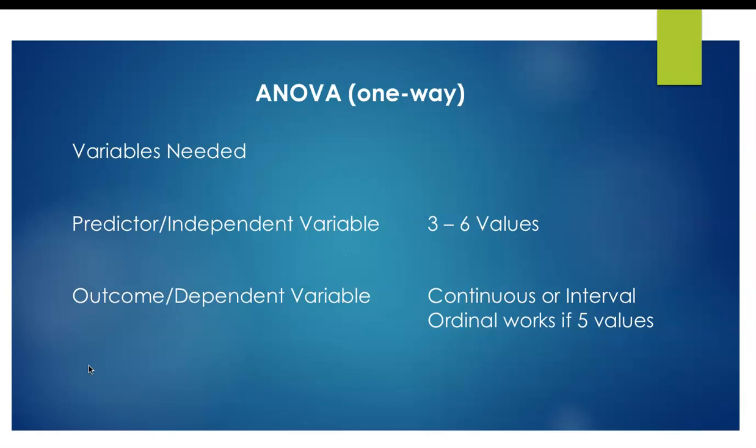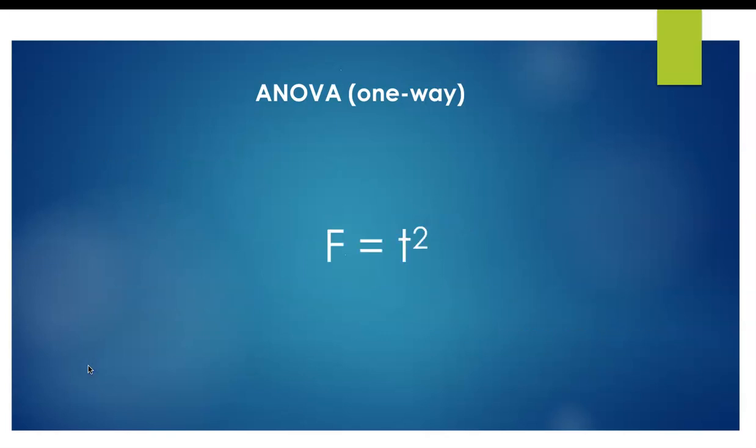The other one technically is supposed to be a continuous or interval variable, like a count of something. Ordinal variables will work, like Likert, and in fact, much of the time in social sciences, it is a 5-point Likert scale. Like I mentioned before, the F ratio is the statistic it produces, and it is closely related to a t-test. Even there's a direct relationship. So an F score is the t score squared.